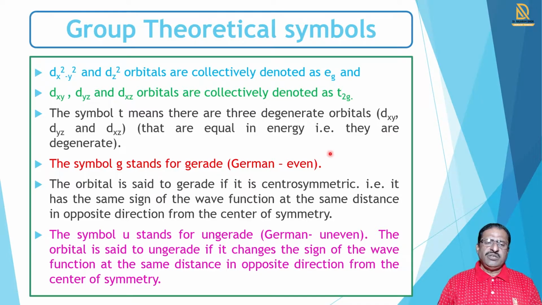Now we see in T2g, what is the symbol T? Here the symbol T means there are three degenerate orbitals. If we take dxy, dyz and dxz, then these three d orbitals have the same energy, and so they are called degenerate orbitals. For these three, the T symbol is used. These all three have equal energy, they are degenerate orbitals.